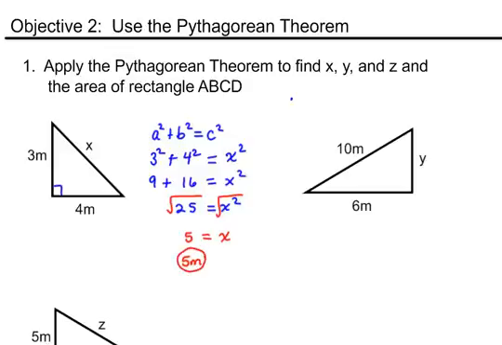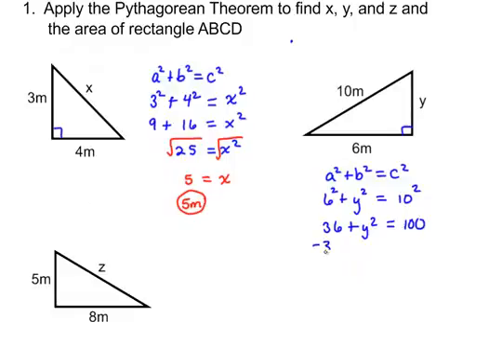Alright, let's do the same over here. Don't forget to write down a squared plus b squared equals c squared. So I'm going to make that 6. B squared is my other leg, which is y. And I've got 10. Okay, don't ever forget the squares. So 6 squared is 36 plus y squared equals 100.